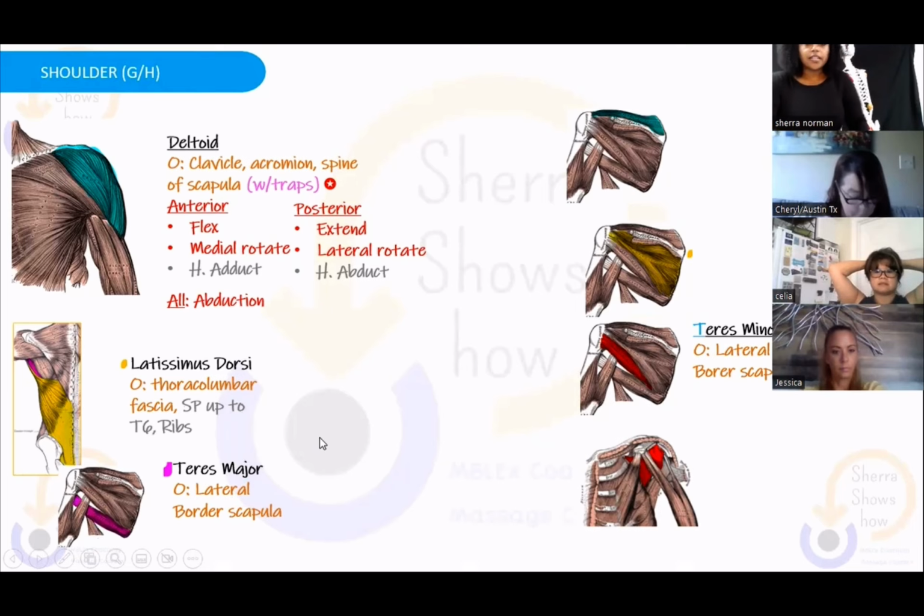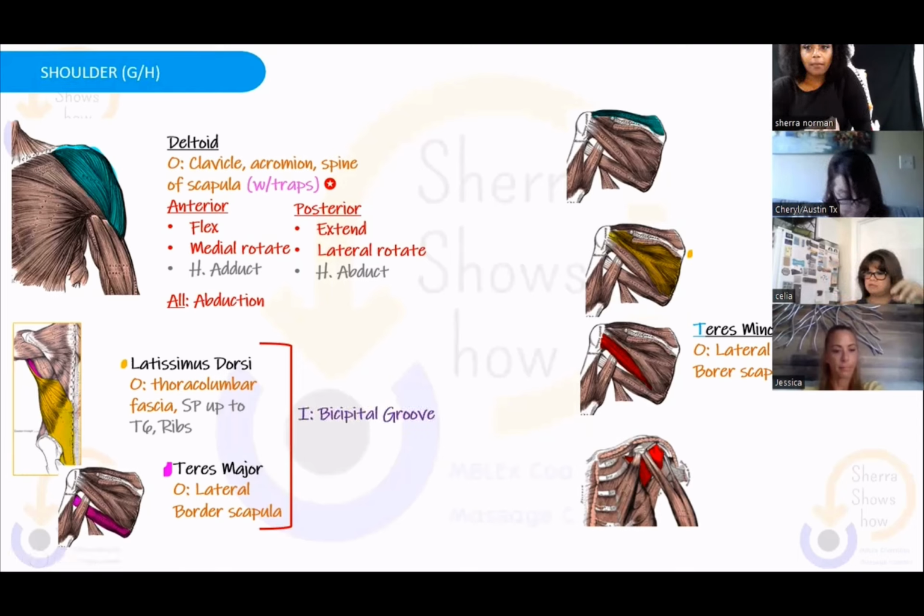Latissimus dorsi originates on the thoracolumbar fascia down here. Both of them insert at the bicipital groove. That is a bony landmark or attachment site worth remembering. Bicipital groove, or intertubercular groove is the better name. That's the newer name, but MBLEX still says bicipital.